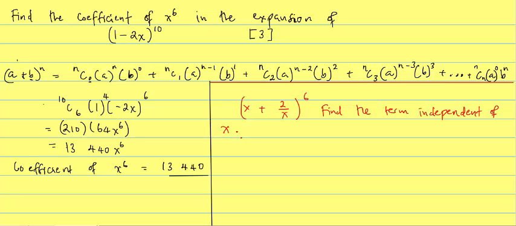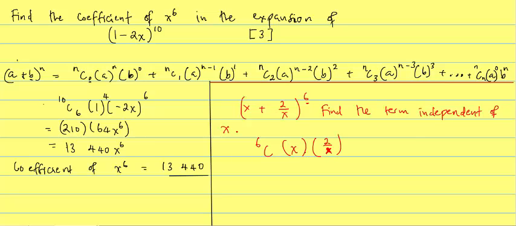Okay, welcome back. You'll notice here that our n is now going to be equal to 6. So I will write 6 choose. We are combining these two terms here, so one bracket is going to contain x and the other bracket is going to contain 2 over x. Now I want the term to be independent of x. It means that x has got to be to the power of 0.